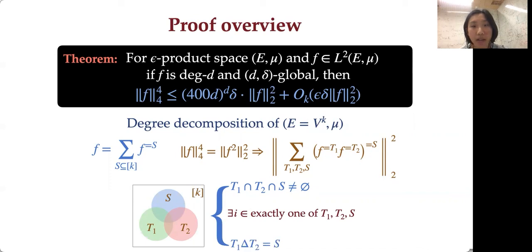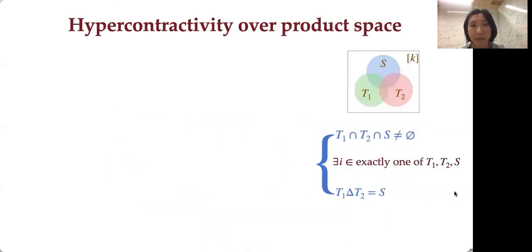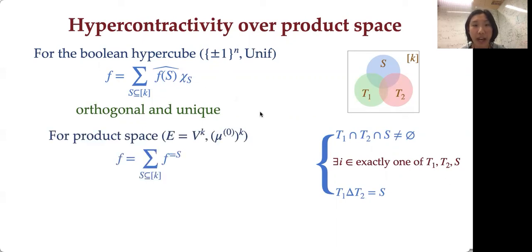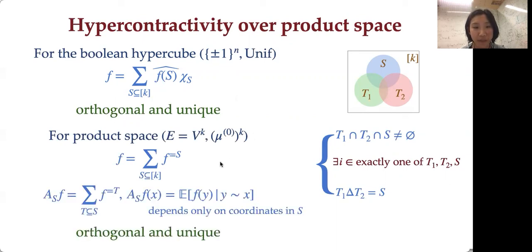Now, the main challenge is in analyzing the second case, and we'll see how it's different in the product space setting and in the epsilon product space setting. When we're considering hypercontractivity over product space, for instance in the Boolean cube case, we have the Fourier decomposition, which is orthogonal and unique. And for general product space, we have the Efron-Stein decomposition, which is also orthogonal and unique.